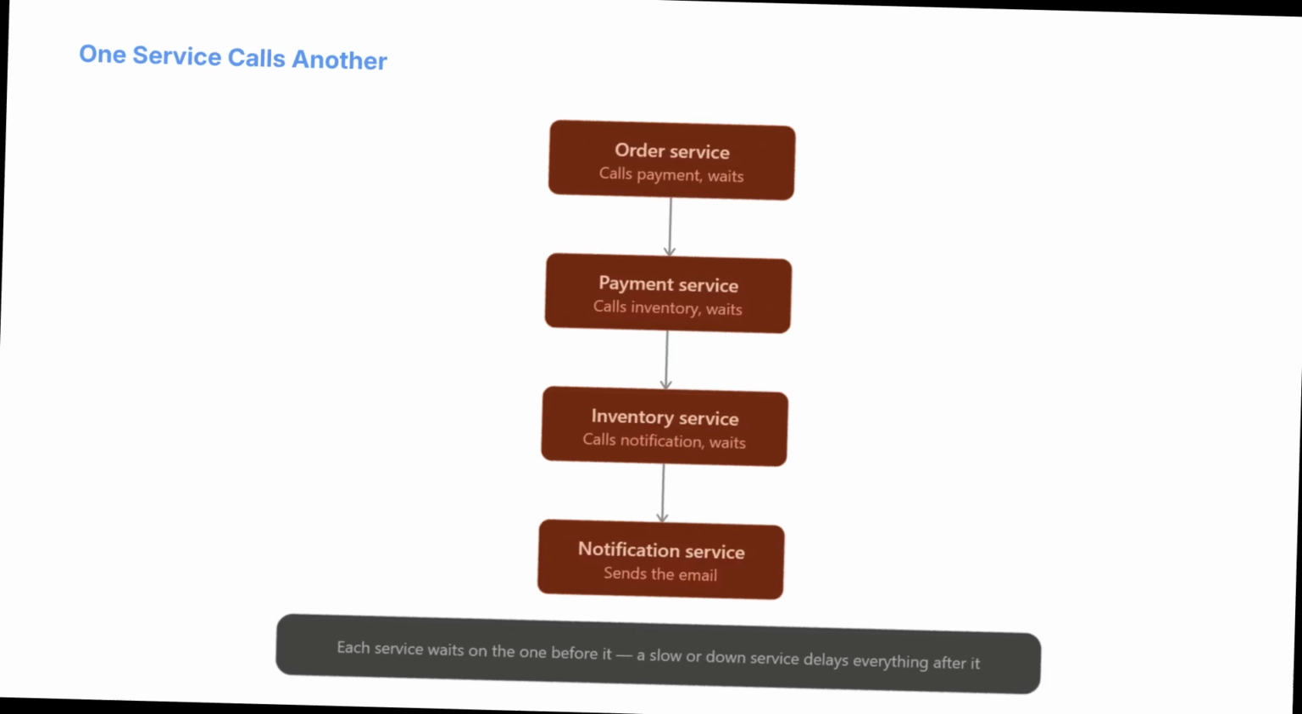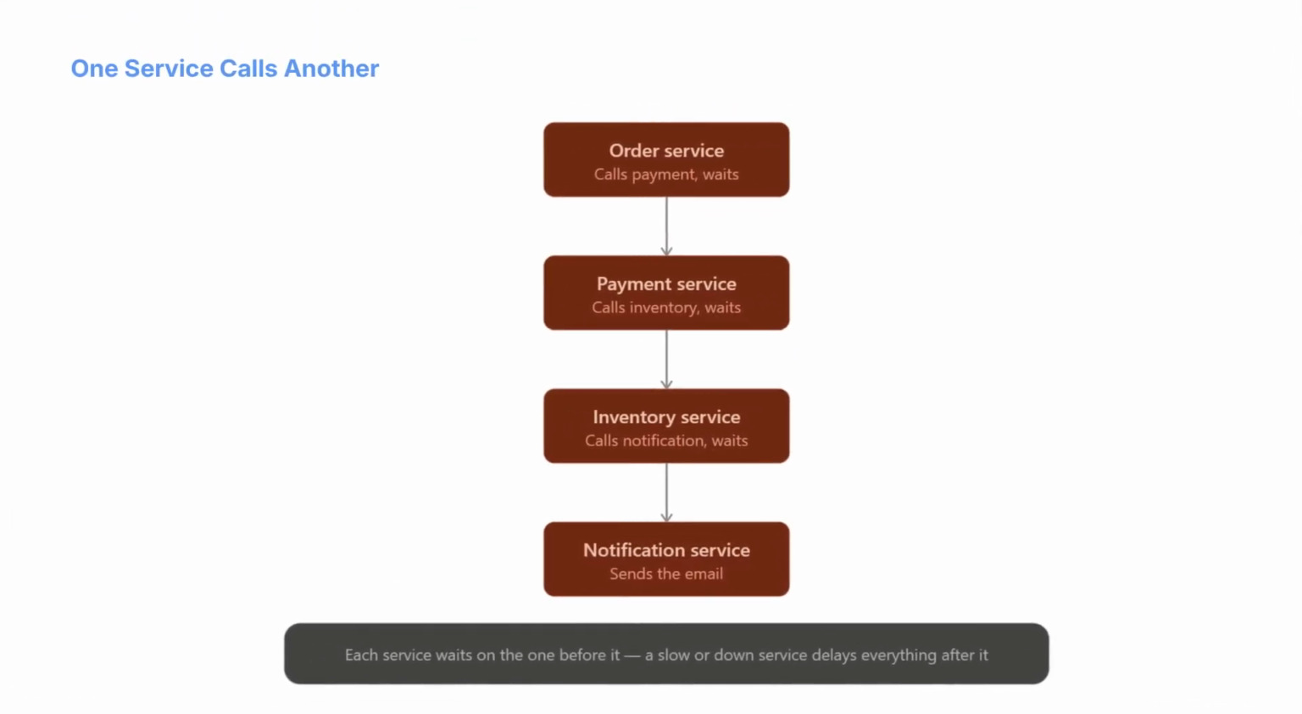In traditional communication, the order service directly calls the payment service, then waits. After payment succeeds, it calls inventory service, waits again, and finally calls notification service. Every service depends on the previous one. If one service is slow or unavailable, the entire workflow is delayed.